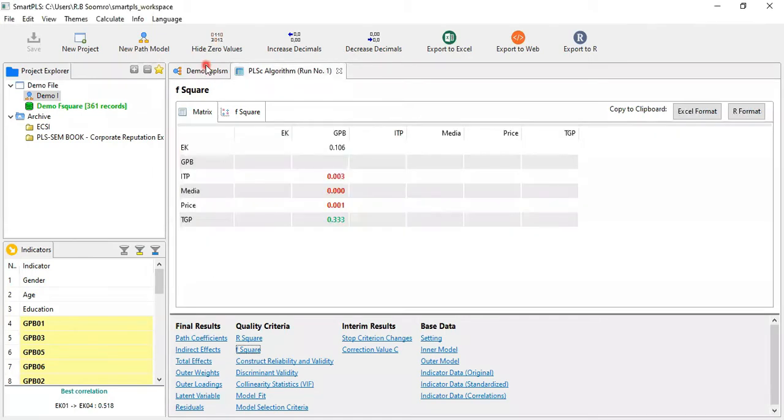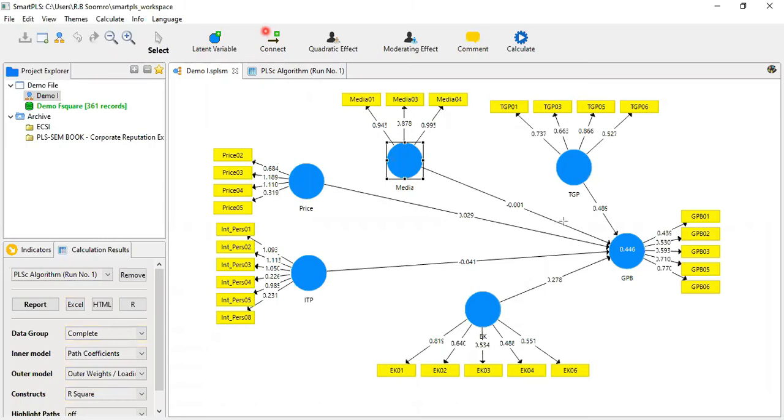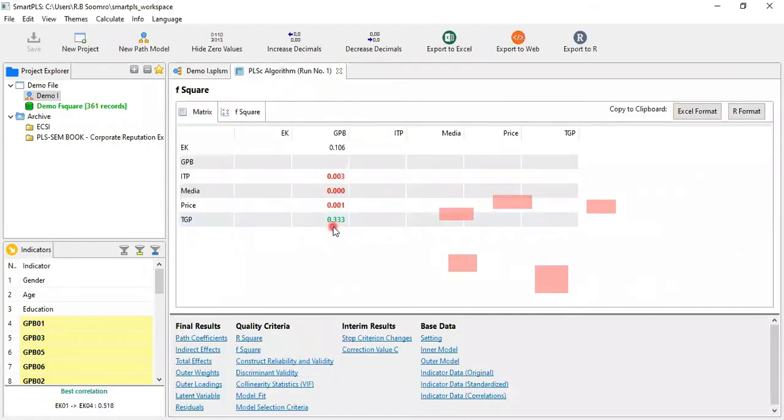Okay, now we are going on our model, and first of all, which is the media. We are reading this media construct from here. This is media. And one more thing, these are the paths. If you look at the paths, those where the path is substantial, their contribution to R square is also substantial. TGP has a substantial impact on the green purchasing behavior, 0.489. So that's why it is a very good R squared right here. Now TGP has a substantial value of R squared.